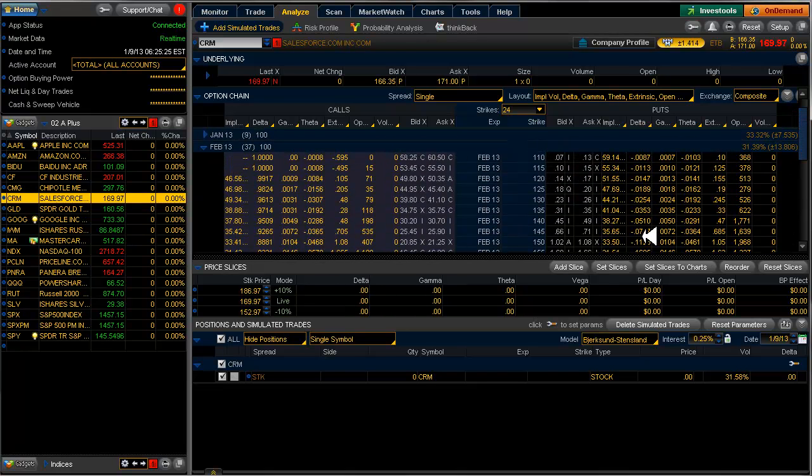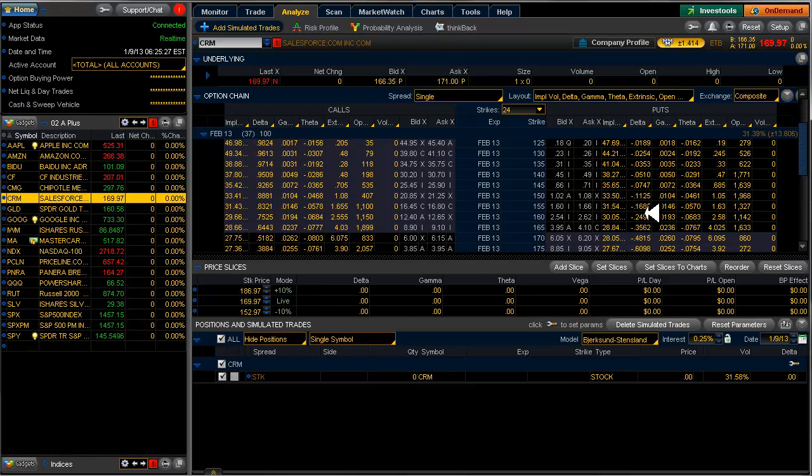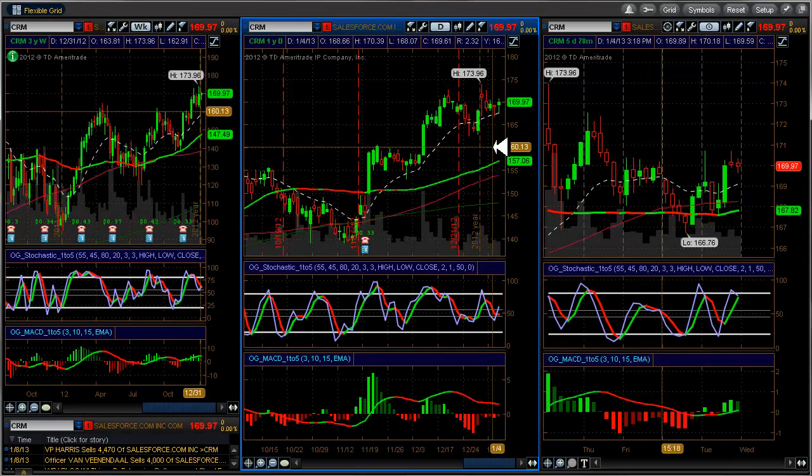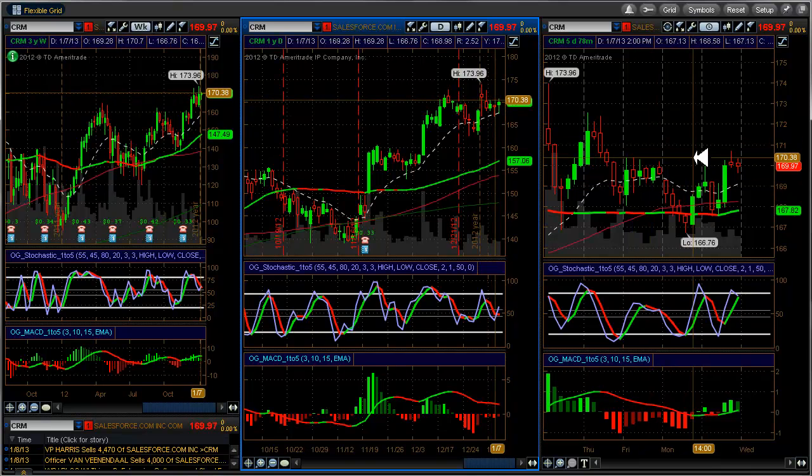So we got 11, say at 160. I think that would be 160. Looks like it would be pretty safe. So let's see if we can get an alert on this thing above the high, or should we go above the close? Let's go above the close.